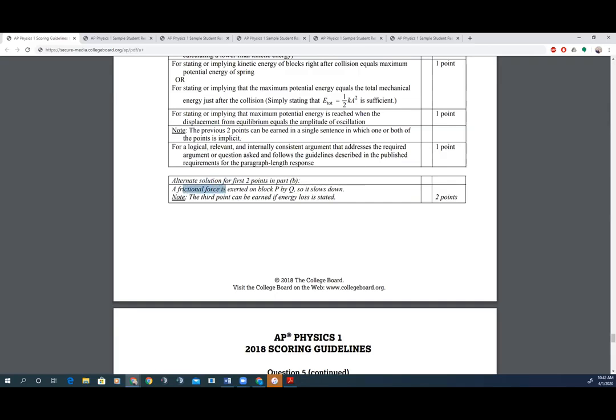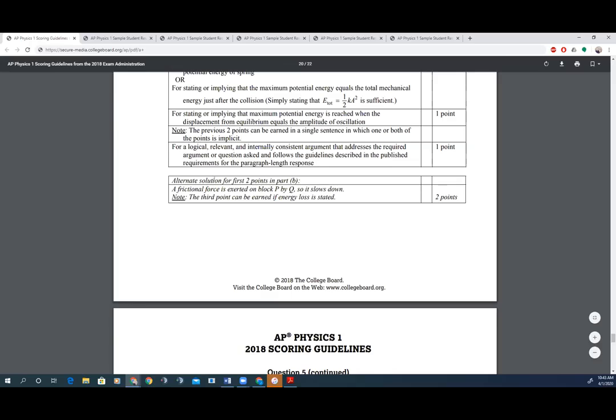Now, they actually give you an alternate solution for the first 2 points in part B in saying that a frictional force is exerted on block P by Q, so it slows it down. A third point can be earned if energy loss is stated. So basically, just by talking about like when you land on something, if you stick, there needs to be some friction between those two objects, which would cause an energy loss. You could state that as well, even though the surface itself was frictionless, the blocks were not. They had to stick.